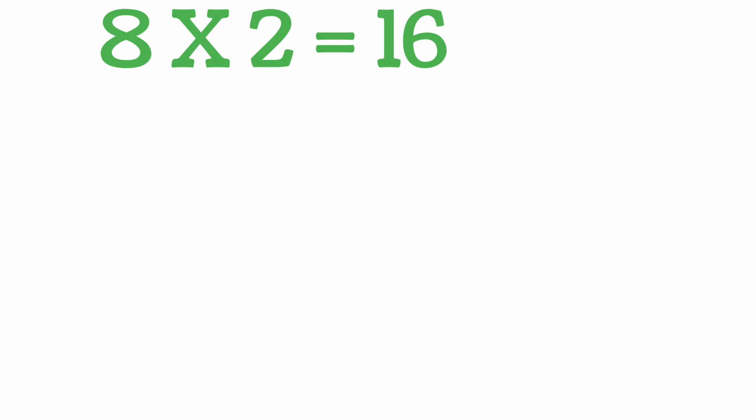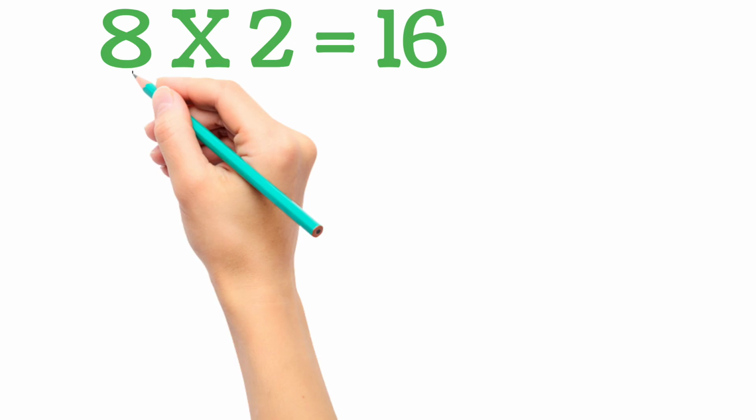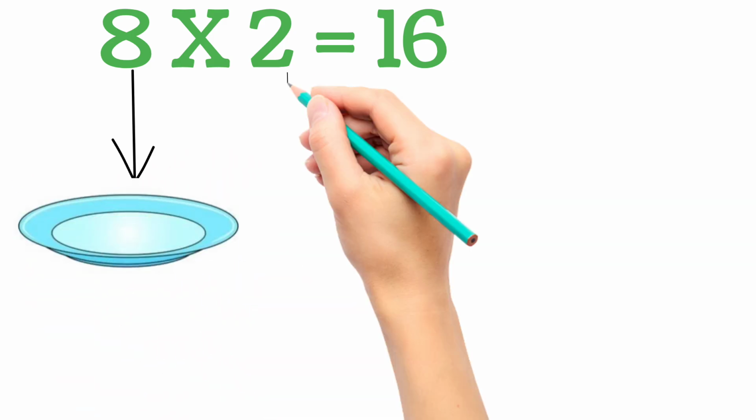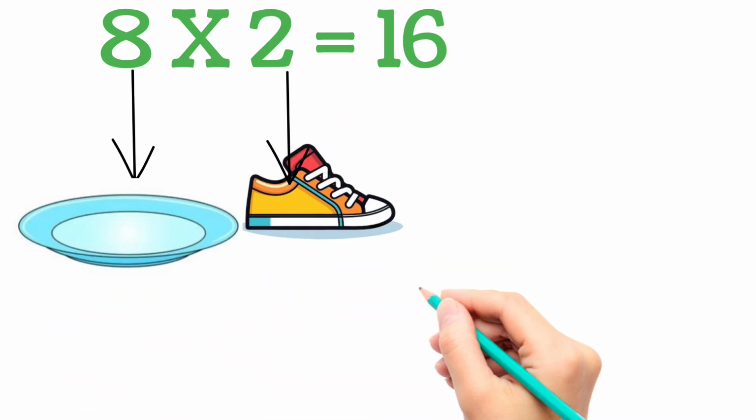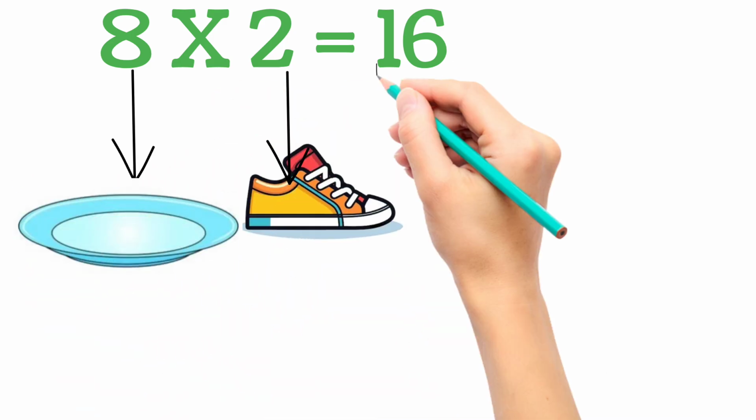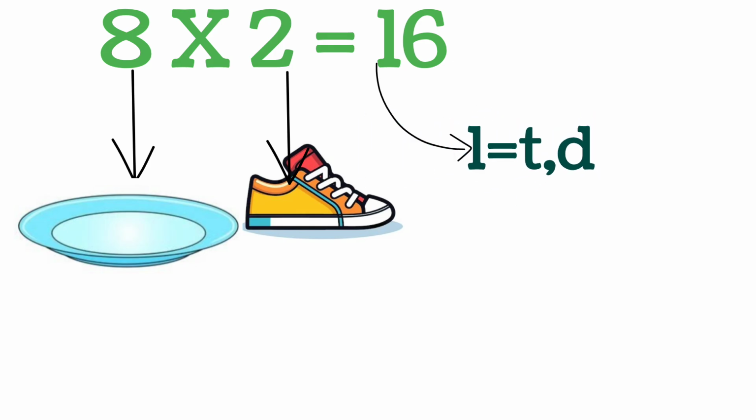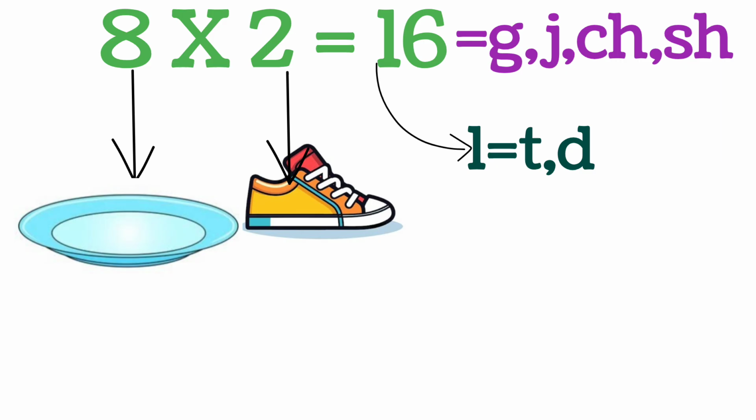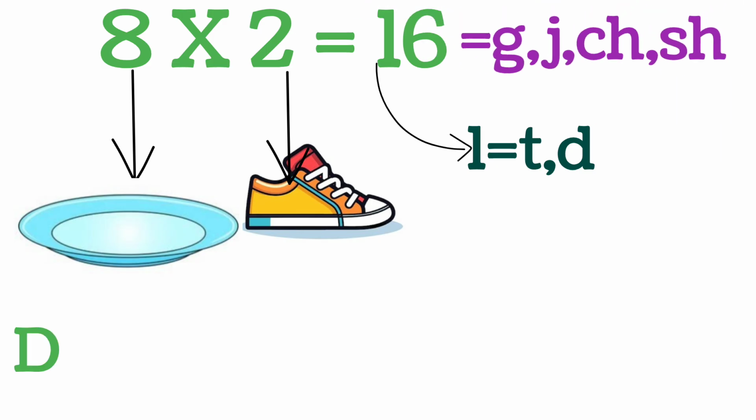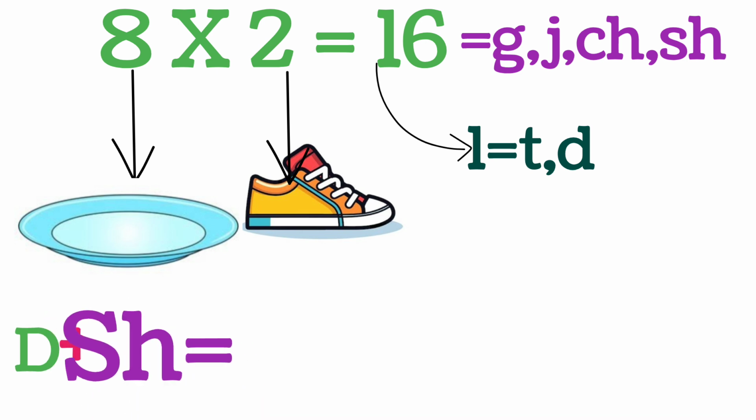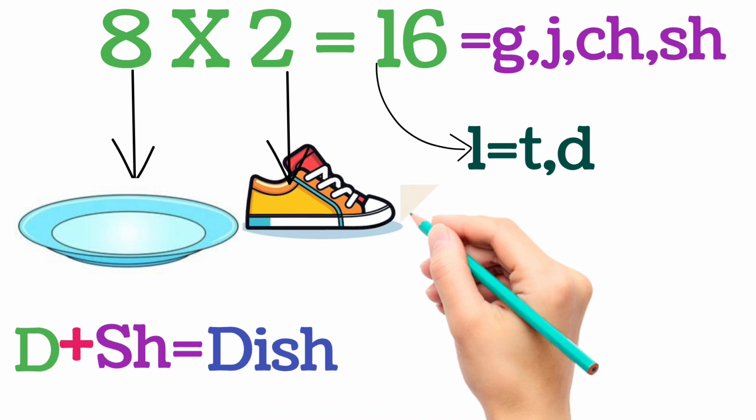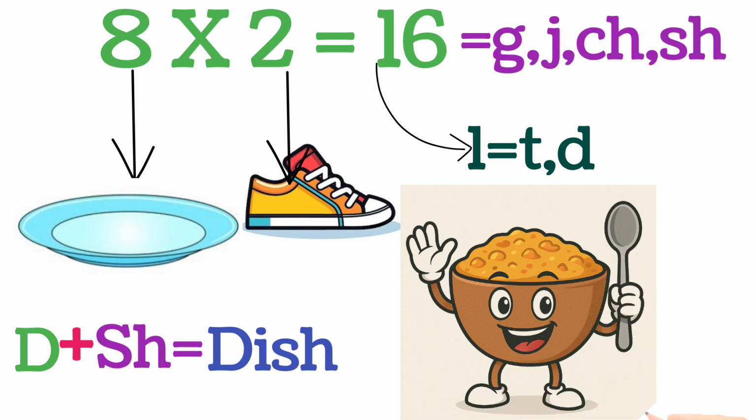Listen carefully. 8's rhyme is plate, 2's rhyme is shoe. Now, 1's code was T or D and 6's code was SH, CH or J. Remember? So we take D from 1 and SH from 6. Together it becomes dish, dish.